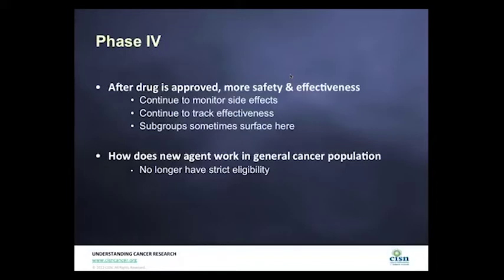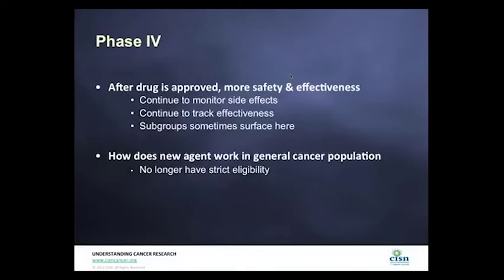Sometimes you'll find subgroups there. And sometimes Avastin is a good case of this. It came through phase three and was successful. It met the endpoint. But when it got into the general population with large numbers of people, they saw that overall survival really wasn't there. And the toxicity was higher than they thought.